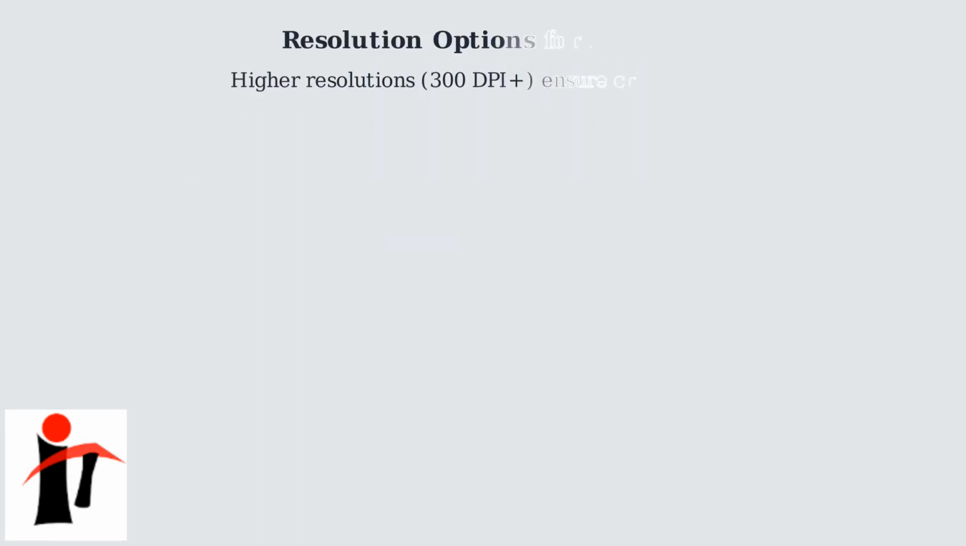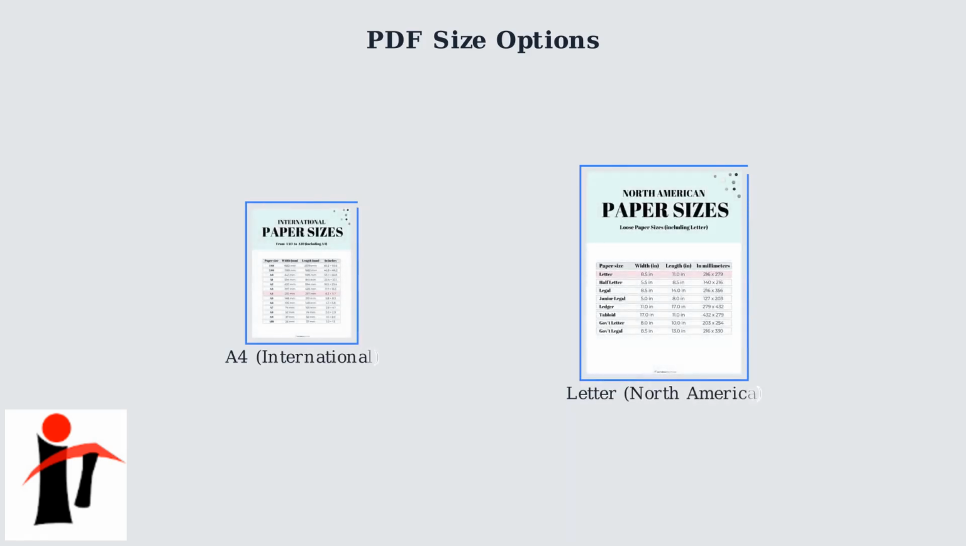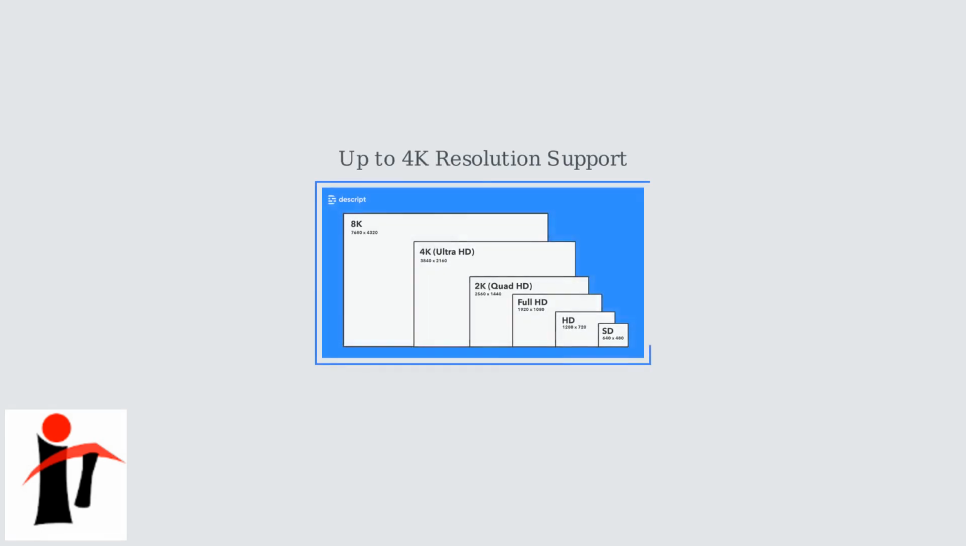When exporting as an image from Miro, you can select the resolution. Higher resolutions like 300 dpi or more ensure crisp visuals, especially for large boards. You can choose custom dimensions for images, with support for high-resolution exports up to 4K resolution. For PDF exports, options include standard paper sizes like A4 or letter. High-resolution exports support up to 4K, ensuring visuals are sharp even for detailed boards.